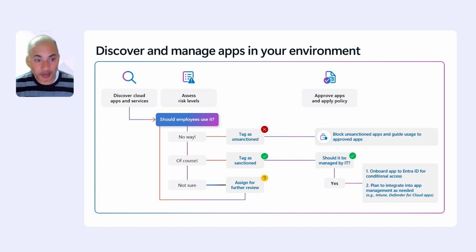Next one is, if you believe, for example, that a tool like Copilot Chat is really relevant for your organization, you can start marking these apps as sanctioned, and then you can manage them with your Entra ID for further controls. And for example, if you're really not sure about some of those apps, you can put them into a review process and take those decisions accordingly over there.